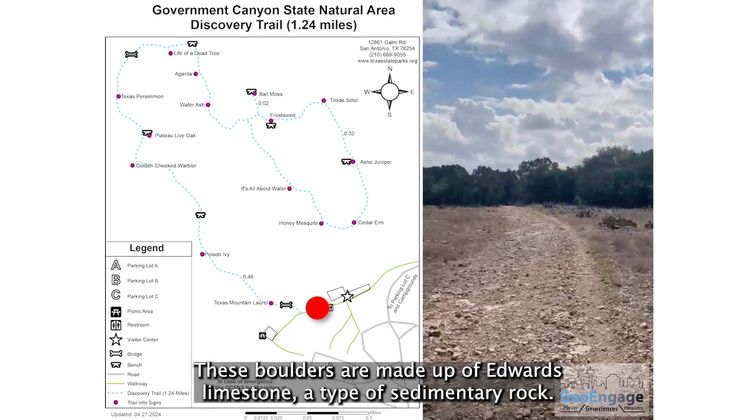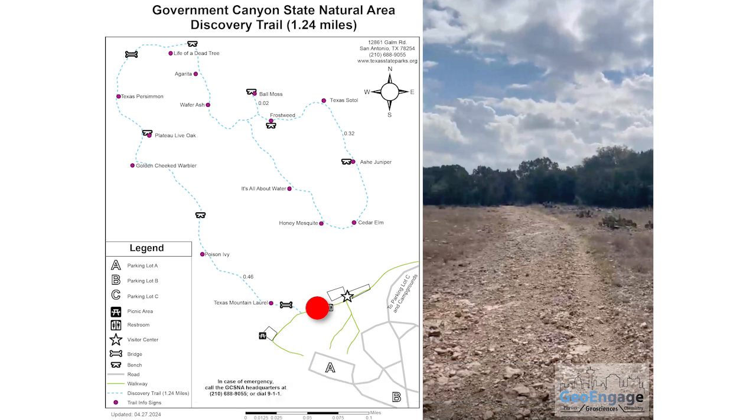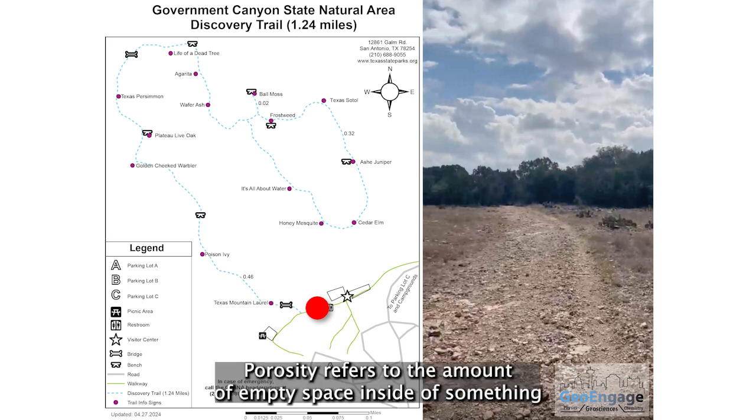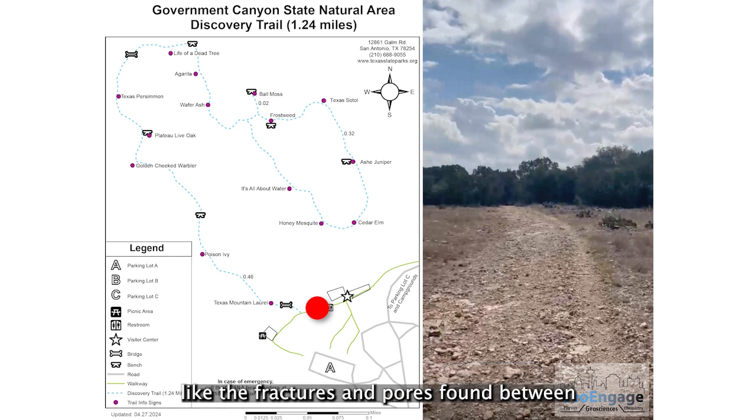These boulders are made up of Edwards limestone, a type of sedimentary rock. Walk up to a boulder. What do you notice about it? Do you see holes and cracks? Geoscientists call cracks fractures and holes pores. Porosity refers to the amount of empty space inside of something, like the fractures and pores found between sand and gravel and within solid rock.